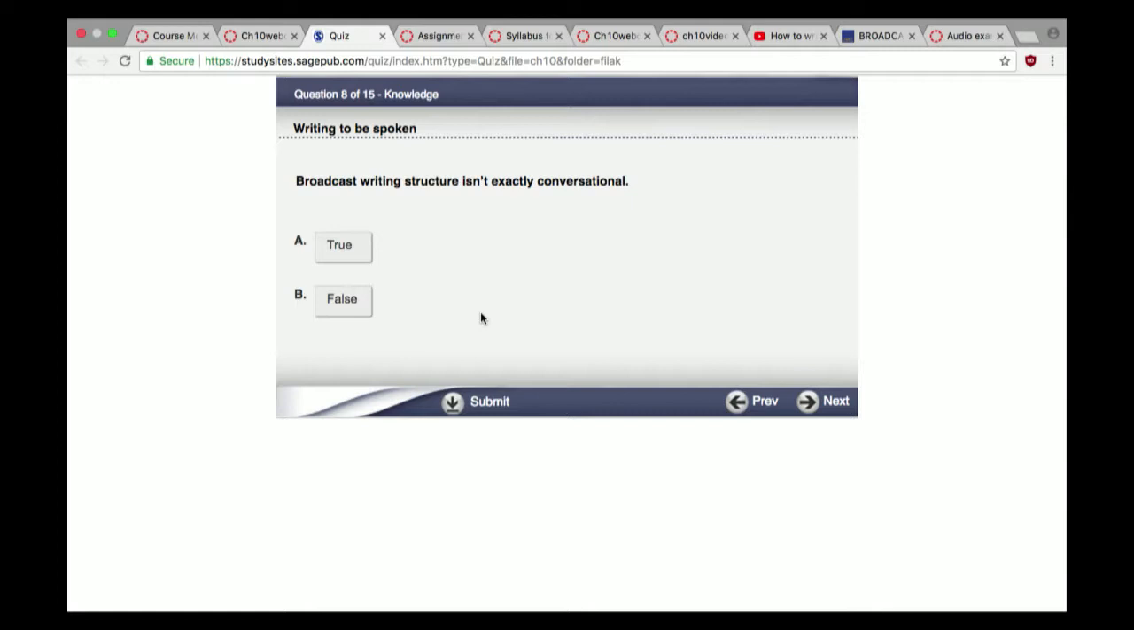True, I think that's true. For those of you who say it's true, how do you feel that it's different from conversation? It's supposed to be somewhat conversational, but this says it is not exactly conversational. So how would it depart from pure conversationality?